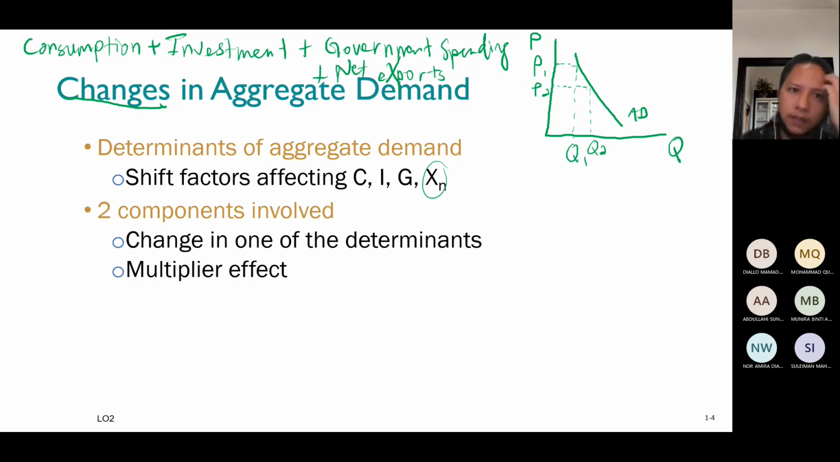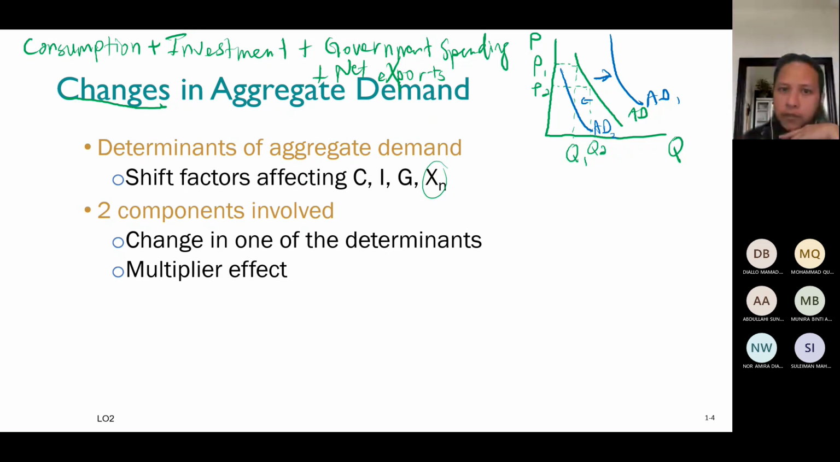Okay, net exports. So these are the factors that will affect the position of the aggregate demand curve. Depending on the value of C, I, G and X, it may shift the position of AD. So AD can either shift to the right, which can be AD1, or it can be AD2, shifting to the left.